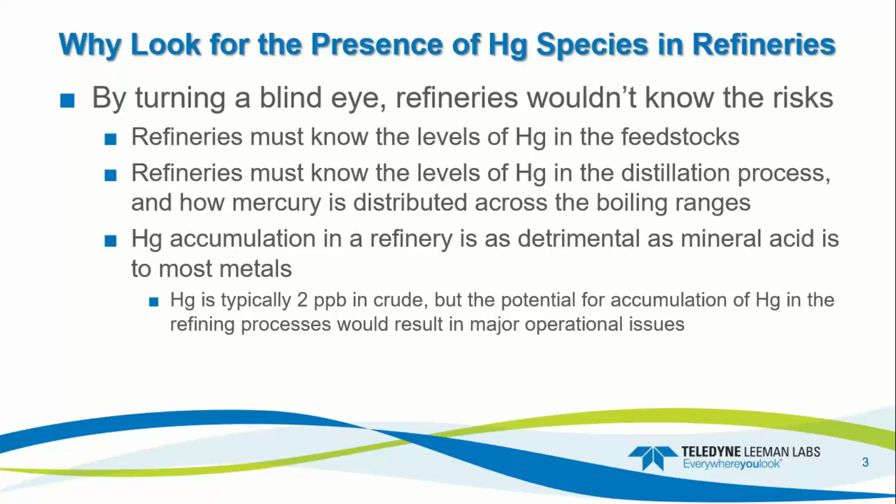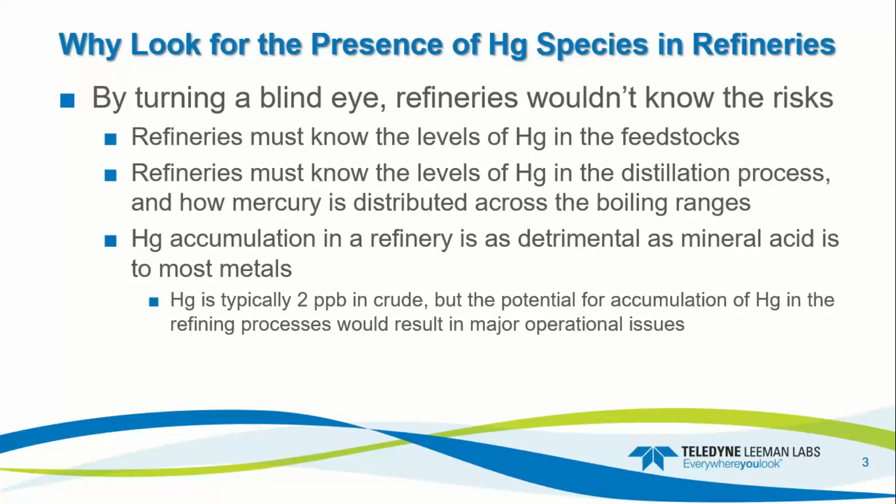Within the refineries, the risk levels are quite high, so they need to know the mercury in the feedstock, and then also what species it is in the feedstock. They would also need to know the levels of mercury in the distillation process and how that mercury is distributed across the boiling ranges within the refinery. Mercury accumulation in refineries can be very detrimental to the system. It'd be like pouring mineral acid on most metals.